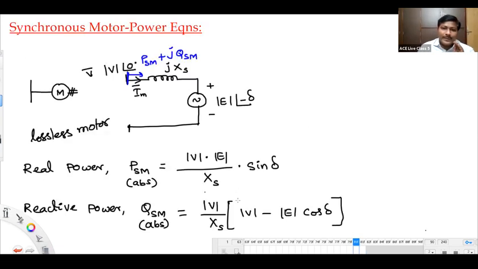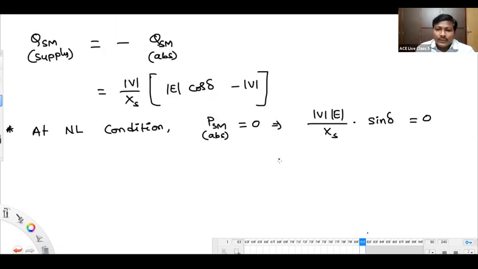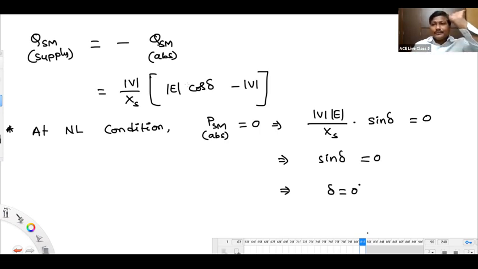Mod V into mod E by XS into sine delta equals 0. From this, you can write sine delta is 0, because these voltages and reactance will not become 0. So sine delta will be 0, then delta is 0 degrees. That 0 degree you substitute in the QSM supply. That will give you the expression for reactive power supplied by the motor during no load operation. All of you getting it?